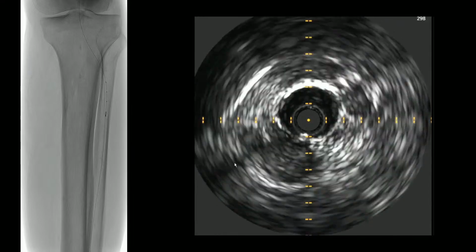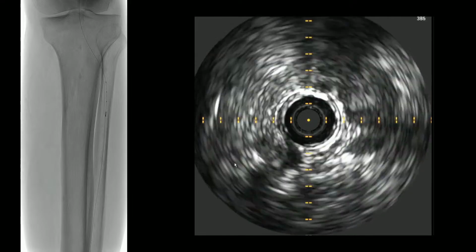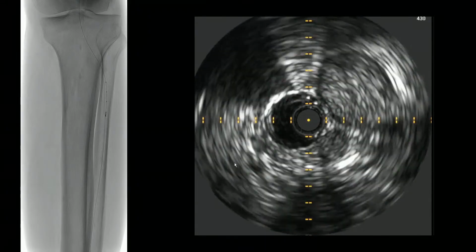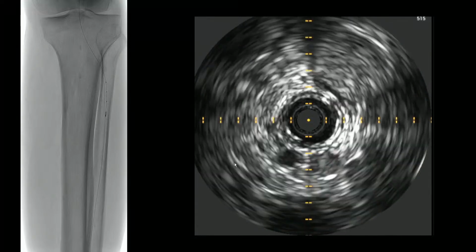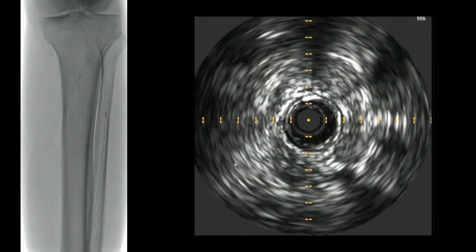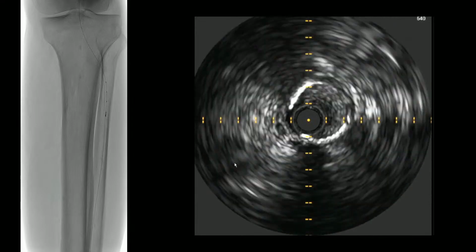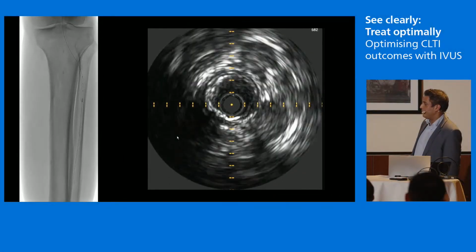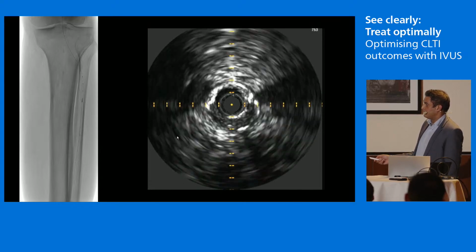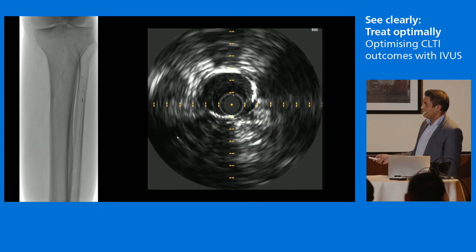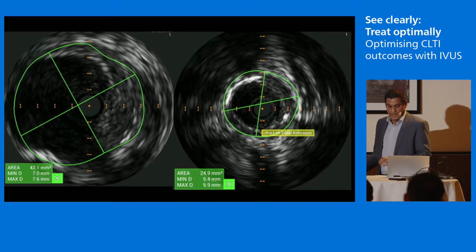Still in the anterior tibial artery. Putting it all the way back. In a moment you'll see the TPT. So here's some disease of the origin of the anterior tibial artery. Still in the anterior tibial artery. And then I've sized it.